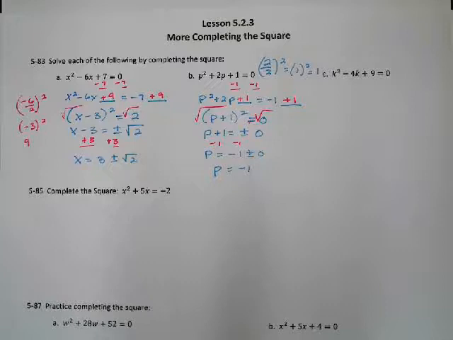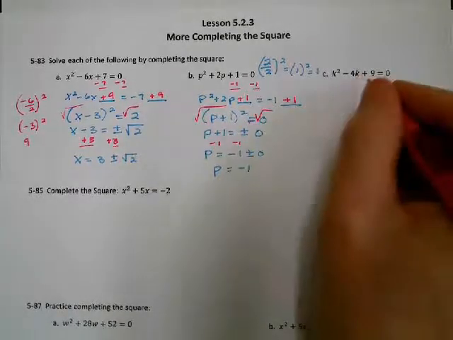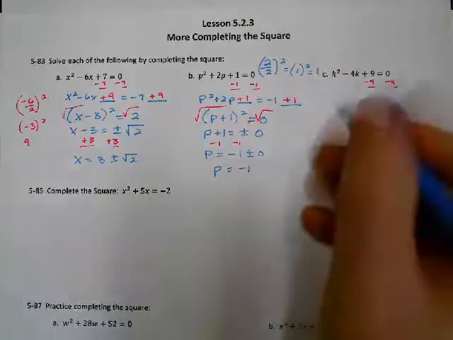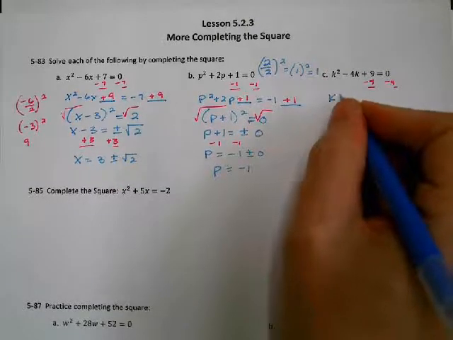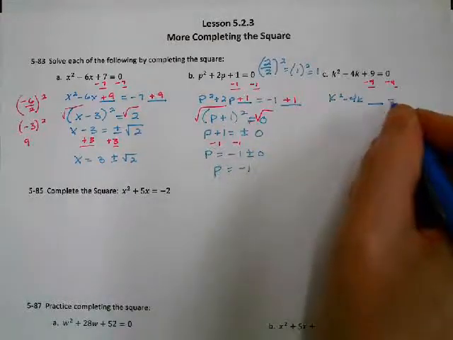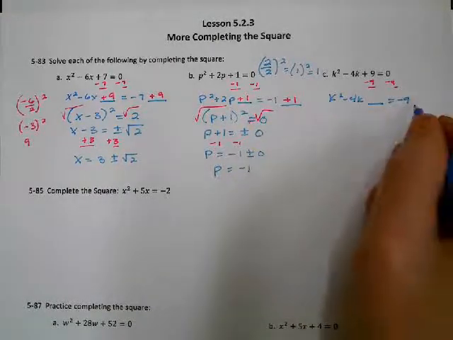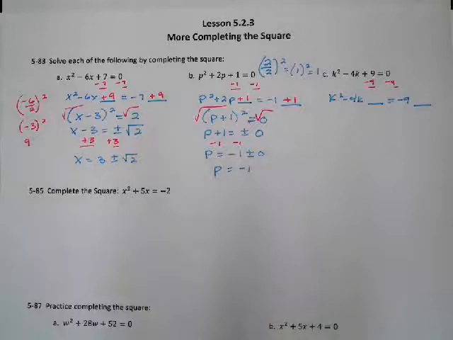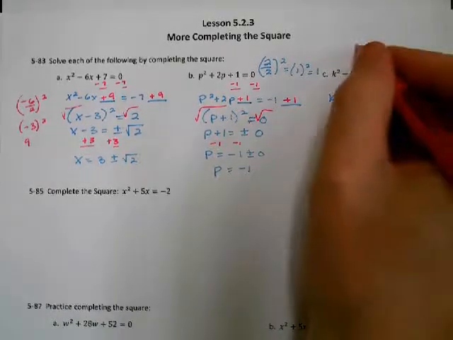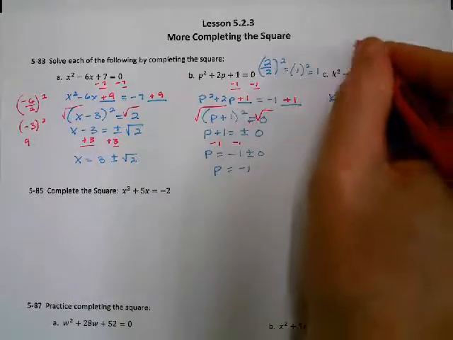Last one on this group, we're going to start by subtracting 9. We get k squared minus 4k. I'm going to leave a blank right here, negative 9, leave a blank right there. We have to find the number that completes the square, so I take half of the negative 4 and square it.